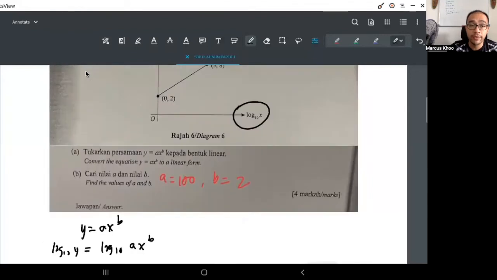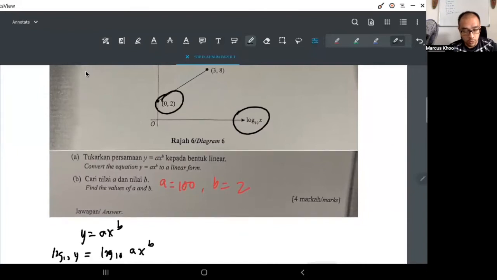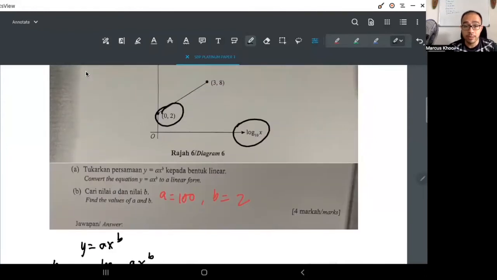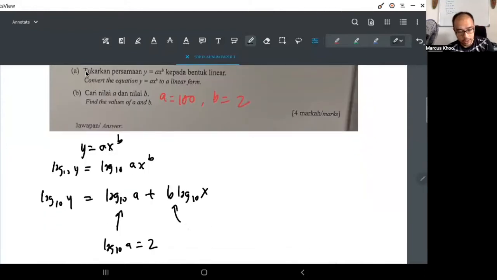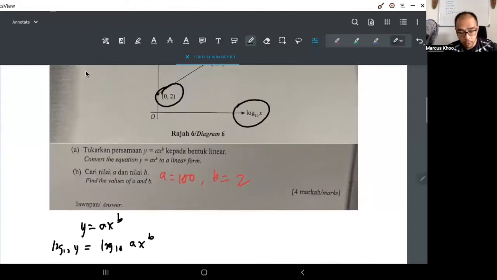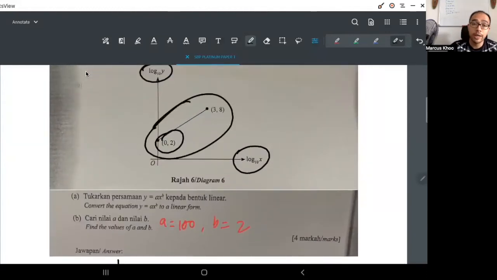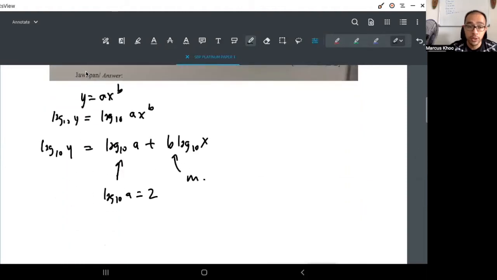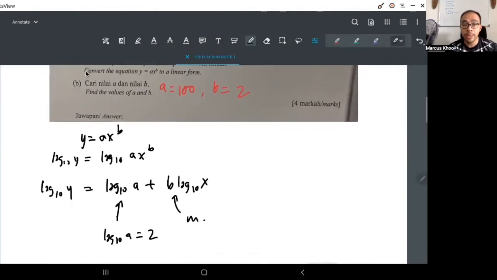Okay, then find the values of a and b. So the y-intercept is 2, so you know that log 10a equals 2. Okay, and the gradient is b. So you can use the 2 points over here to calculate the gradient, and then you will get a equals 100 and b equals 2. Shift log, everybody, okay, shift log, and then you get a equals 100 lah. Okay, and then b is the gradient automatically. So you should be able to get b equals 2.